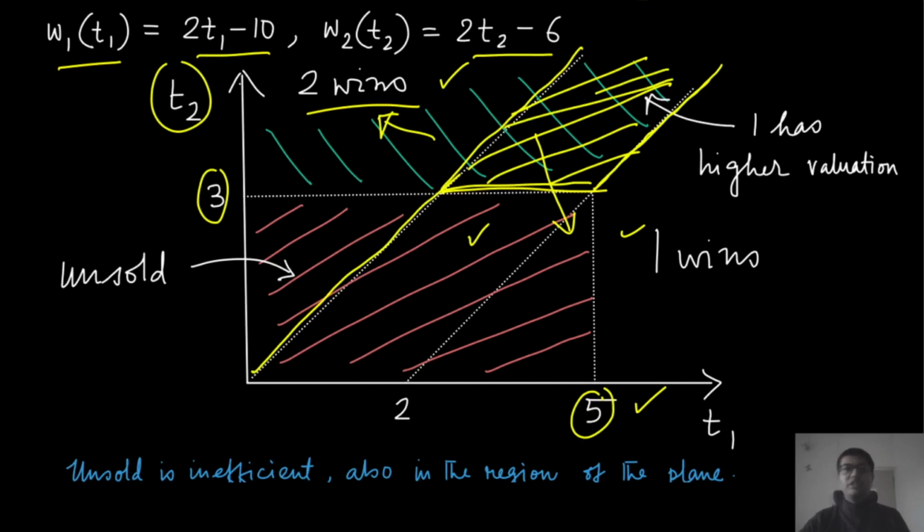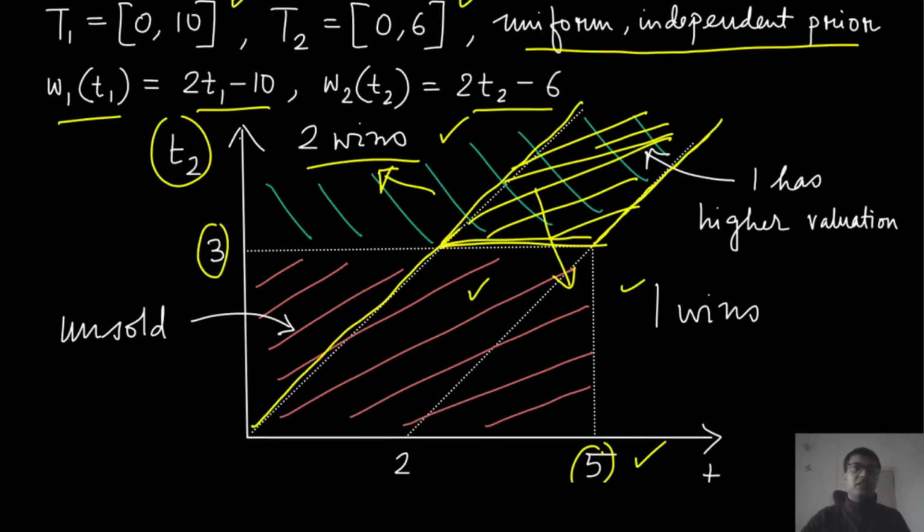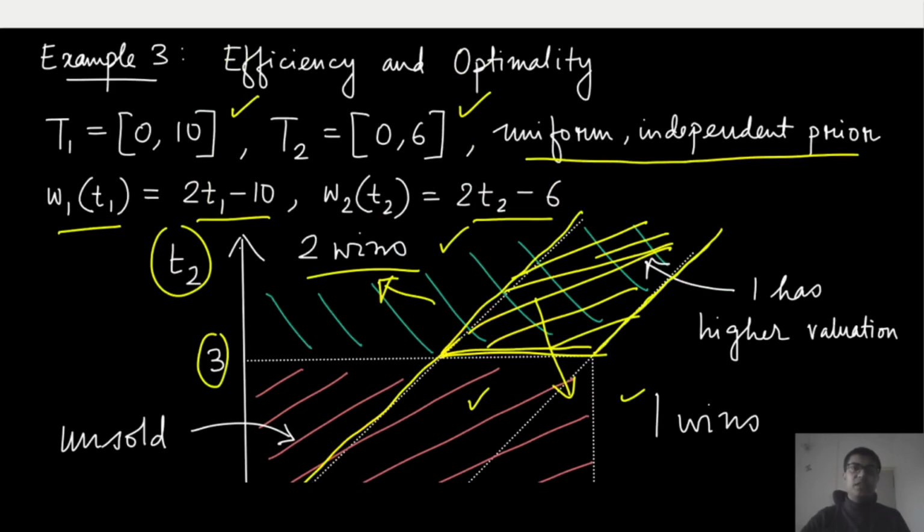Efficient allocation would have given this to player 1, but the optimal mechanism is giving it to player 2. The expected revenue earned by the mechanism by allocating it to player 2 is higher, and that is why it can violate efficiency and give the object to a different agent.